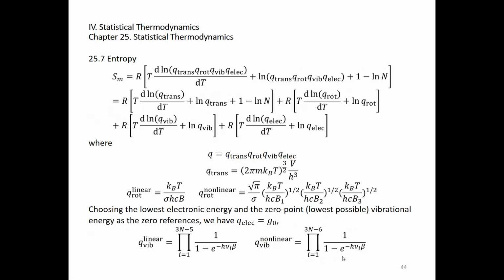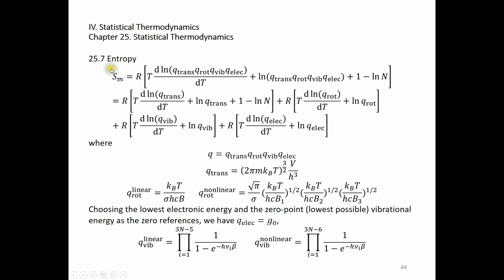Now let's look at the molar entropy in more detail. The molar entropy is R times T times the derivative of ln Q with respect to T, plus ln Q, plus 1, minus ln of the number of particles. Now we're going to separate this whole thing into 4 parts: the translational entropy, the rotational entropy, the vibrational entropy, and the electronic entropy. The indistinguishability goes in here for the translational modes.